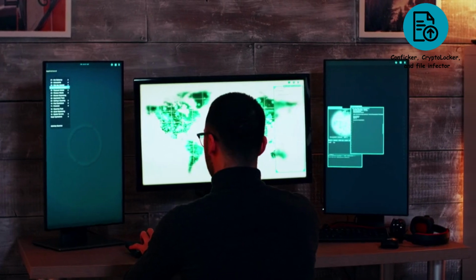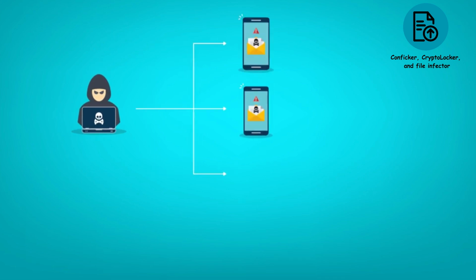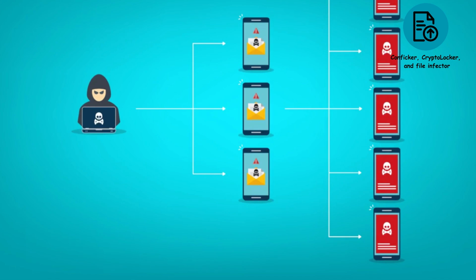Conficker, CryptoLocker, and FileInfector. These three viruses are the supervillains of the cyber world, each with its own nefarious agenda. Conficker, also known as a botnet virus, converts infected computers into bots that can be remotely controlled. Think of it as a puppet master, manipulating an army of enslaved computers to carry out malicious activities.